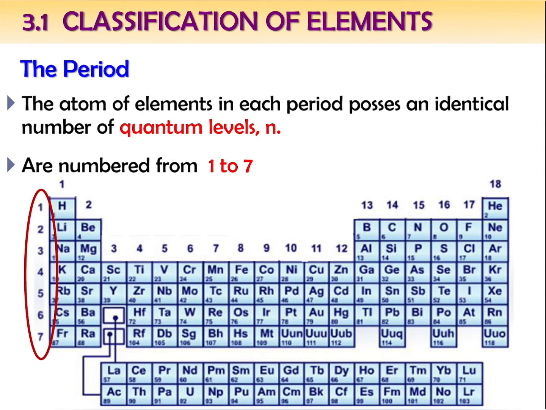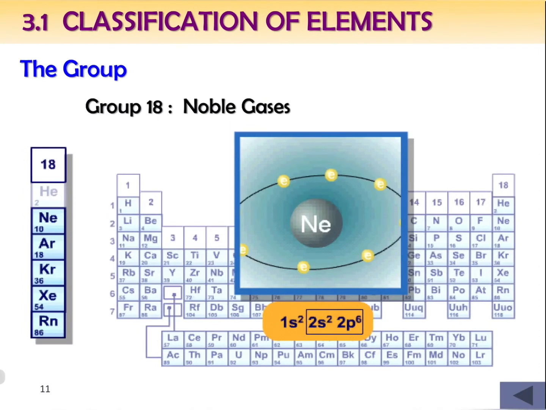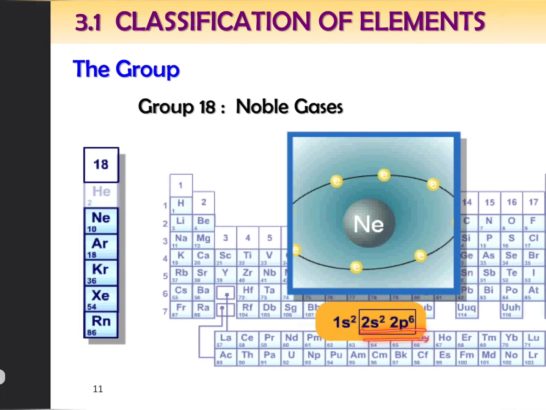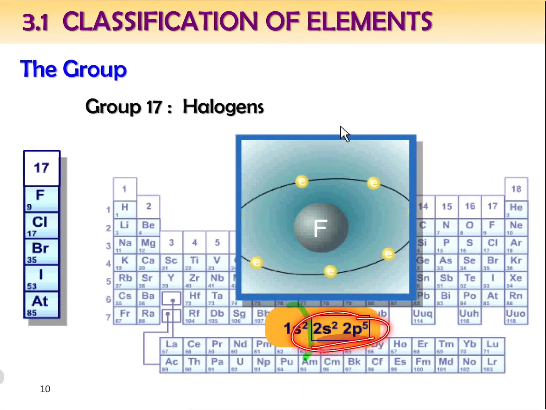Okay, so the atoms of elements in each period will possess an identical number of quantum levels, or value of n, the principal quantum number is the same. You can see earlier we got the examples neon and fluorine. Neon n equals 2, fluorine also n equals 2. So it means fluorine and neon are in period 2, the same as lithium and beryllium and so on, the others in period 2.